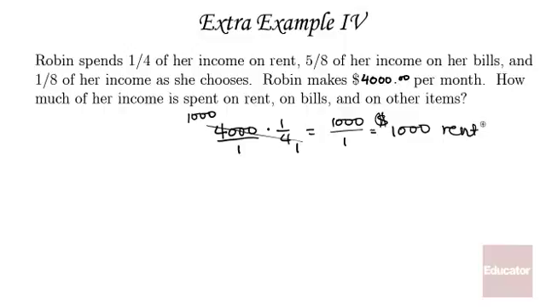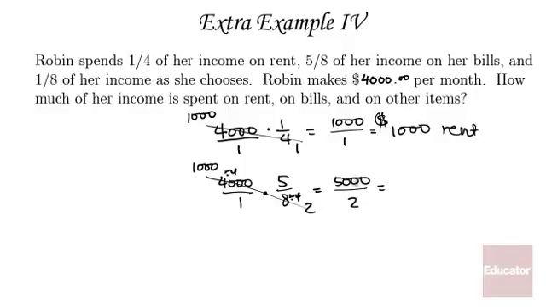Next, she spends 5/8 of her income on bills. So let's take 4,000 over 1 and multiply with 5/8. Once again, we can cross-simplify. We could divide by 4 and get 2, divide by 4 and get 1,000. And that'll help us work with smaller numbers again. So then we have 5,000 over 2. 5,000 divided by 2 is $2,500. And that's how much of her income is spent on bills.